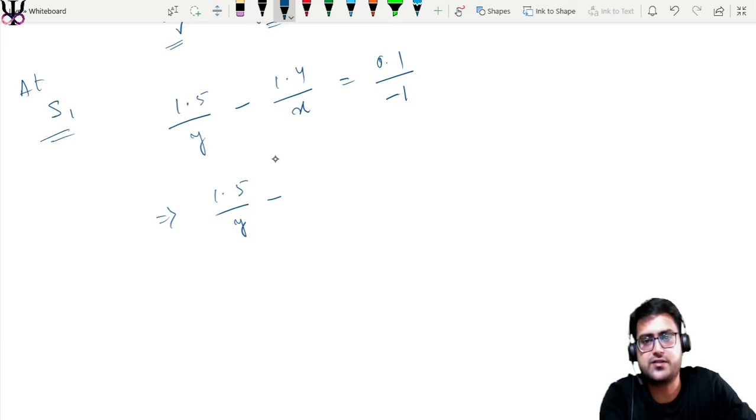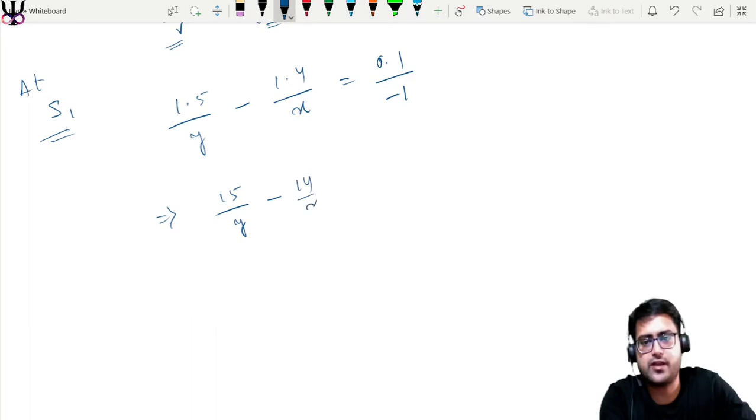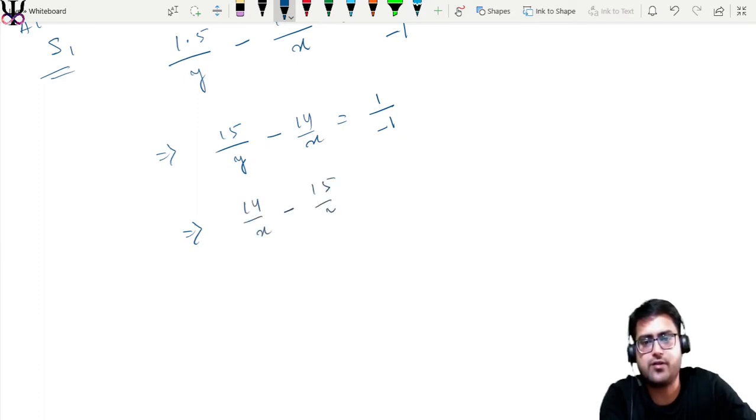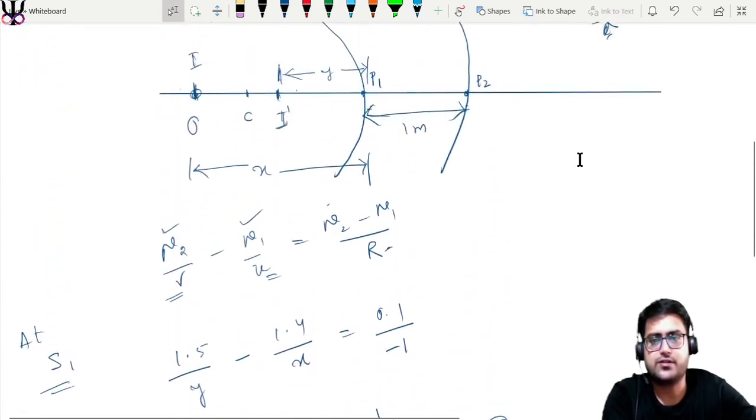minus, okay, let's simply multiply 10 to the left and to the right. So it's going to be 15 by y minus 14 by x, which is 1 by minus 1, right? But then if we multiply minus 1 to the left and to the right, it's going to be 14 by x minus 15 by y is 1. That's our first equation, right? And the second equation, how do you find?